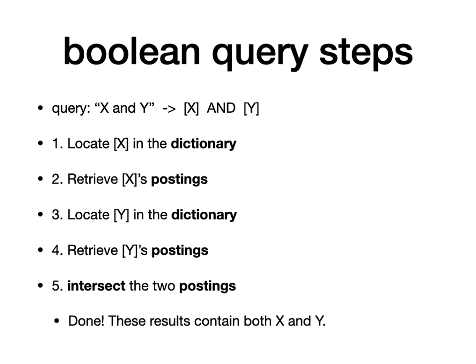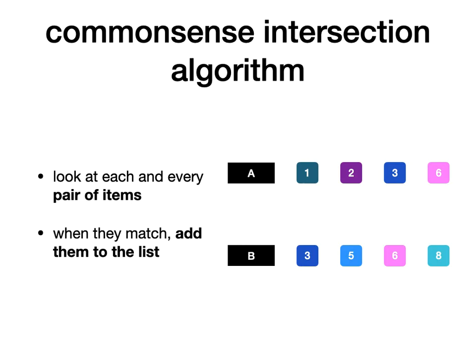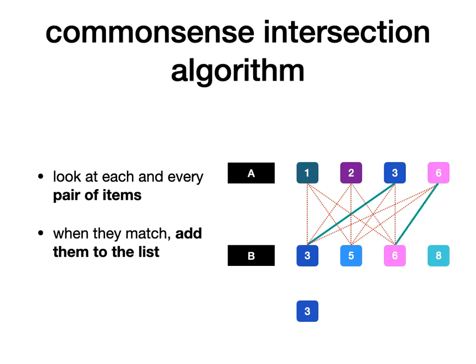So, how have we done this before when I've shown this example? The common sense version, right? Look at each item, every single pair of items in both sets. When they do match, add them to the list. If they don't match, ignore them. Okay, so 1 and 3, no. 2 and 3, no. 3 and 3, yep. 3 and 6, no. 1 and 5, 2 and 5, 3 and 5, 6 and 5. No, no, no. No, no, no. Yes. Okay, cool. We'll add 6. And finally 8 against all of them. Ta-da.